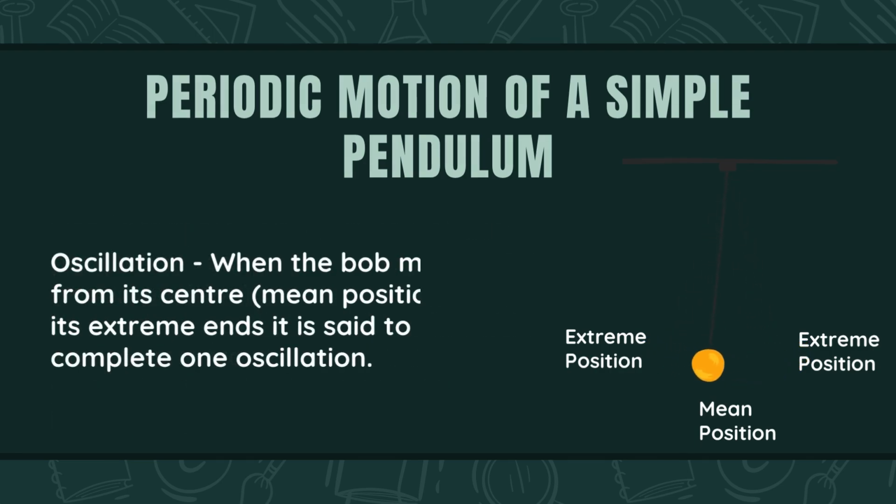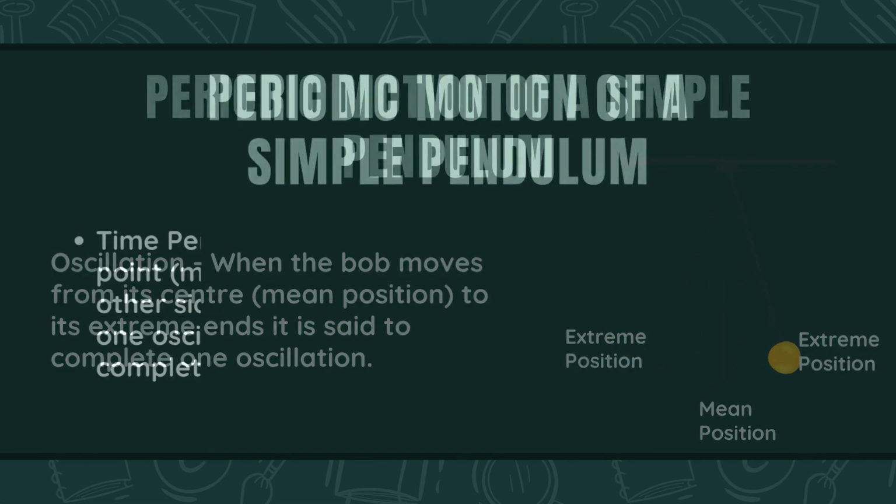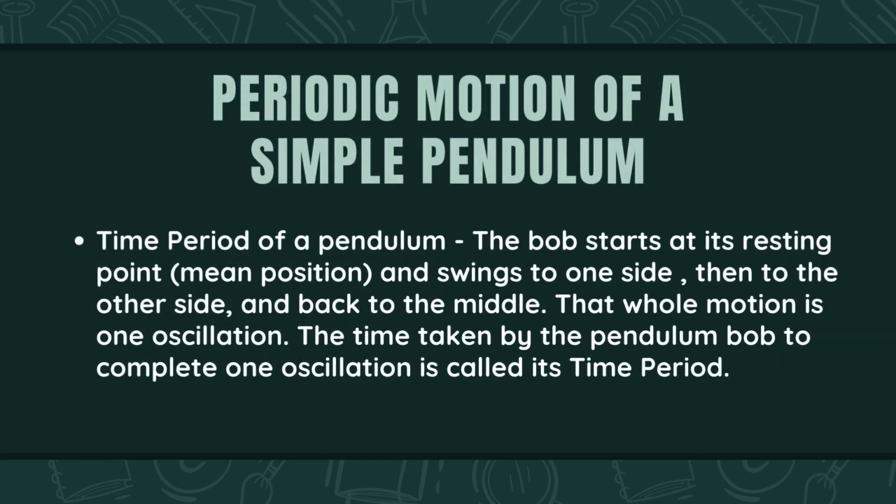When the bob moves from its center, mean position, to its extreme ends, it is said to complete one oscillation. The bob starts at its resting point, mean position, and swings to one side, then to the other side, and back to the middle. That whole motion is one oscillation. The time taken by the pendulum bob to complete one oscillation is called its time period.